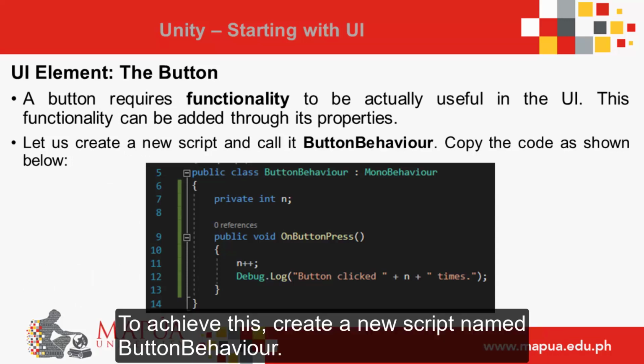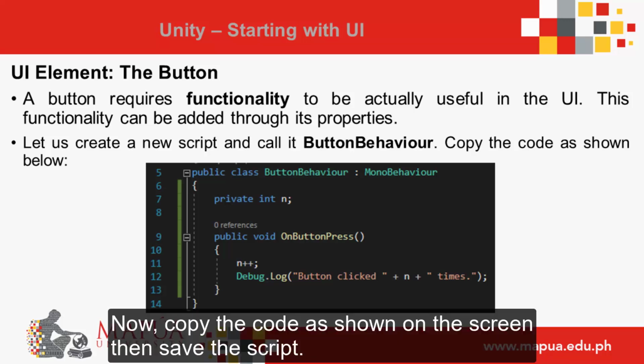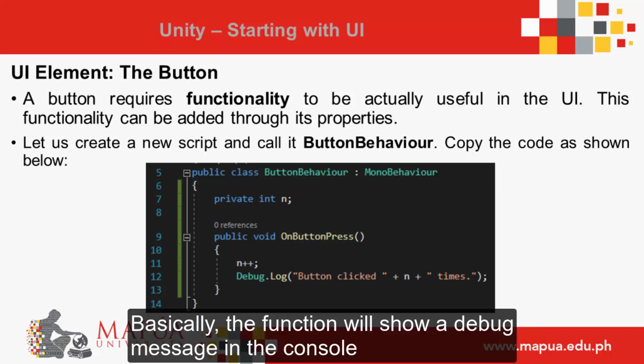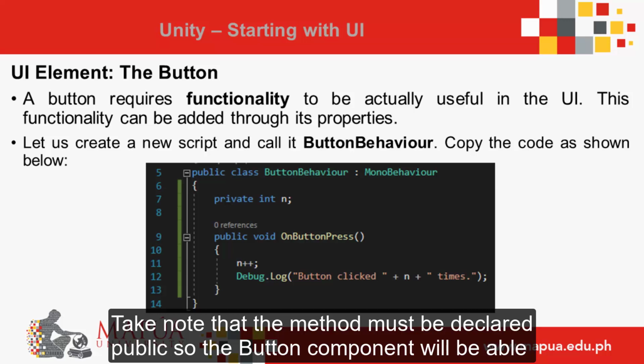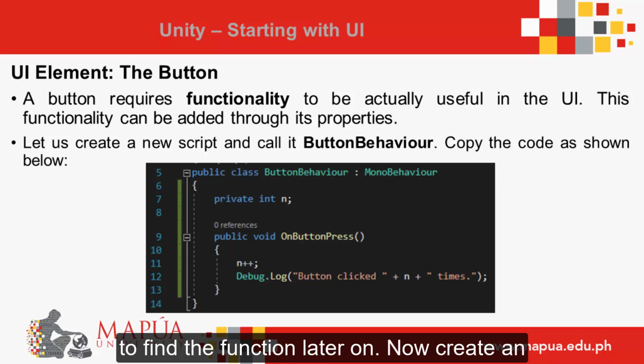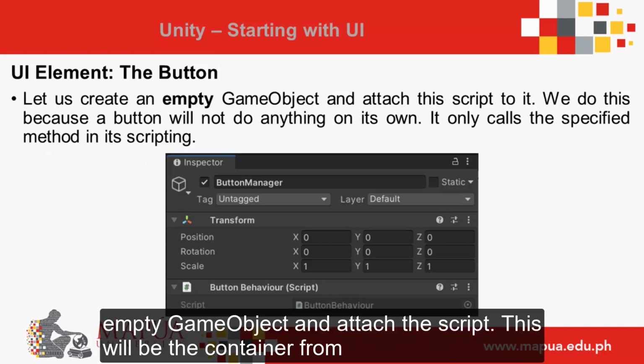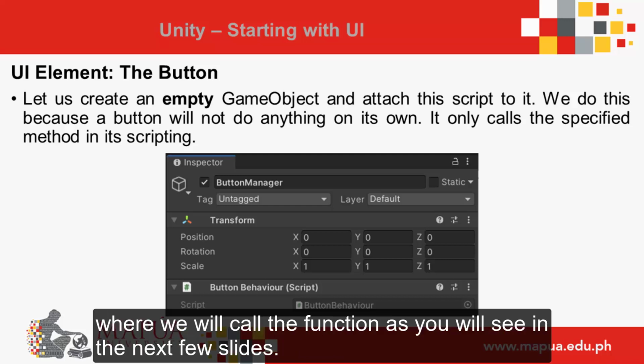To achieve this, create a new script named Button Behavior. Now, copy the code as shown on the screen, then save the script. Basically, the function will show a debug message in the console which shows how many times the button has been clicked. Take note that the method must be declared public so the button component will be able to find the function later on. Now create an empty game object and attach the script. This will be the container from where we will call the function, as you will see in the next few slides.